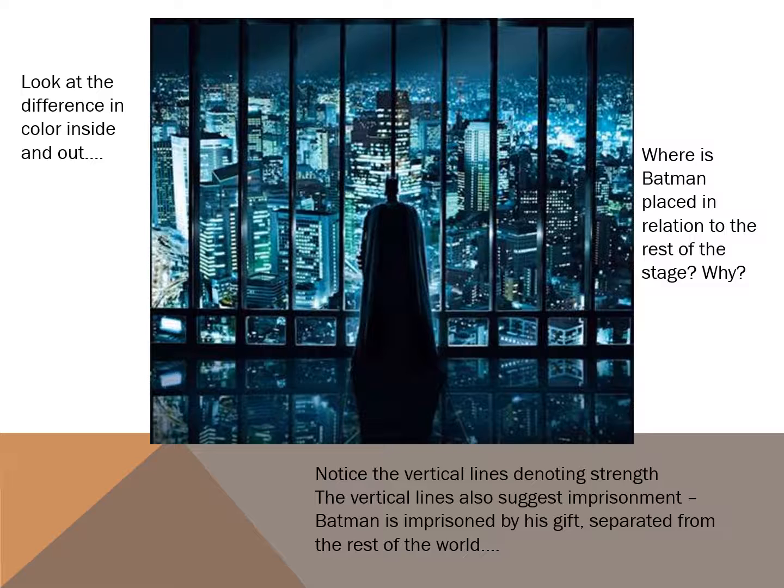We also have vertical lines here, which are denoting strength, which of course Batman is strong. But remember, the vertical lines also suggest imprisonment. And in this instance, I'm hoping we all know this to be true. Batman is very imprisoned by his choices. He feels isolated from the rest of the city despite his urge to protect it. And hence we have these vertical lines separating him from the city, visually suggesting his emotional state.